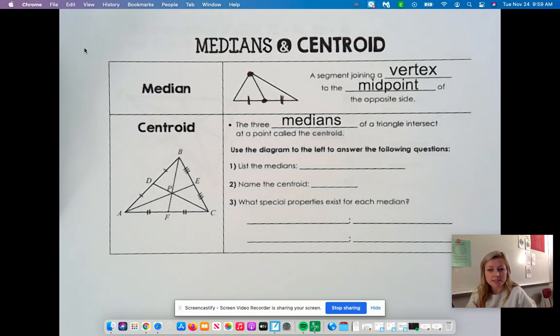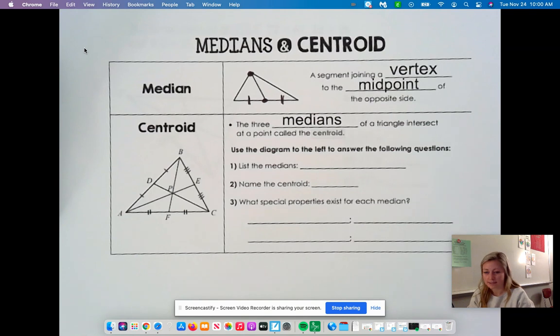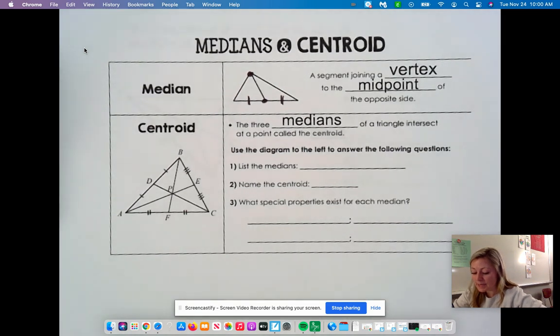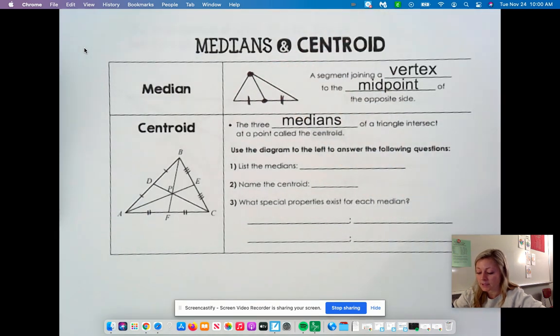Okay? Just like we had 3 perpendicular bisectors, we had 3 angle bisectors, we have 3 medians to a triangle. And where all 3 of them intersect, we call the centroid. Yes, the centroid. So now just like our other lesson, we're going to look at this picture and list a bunch of stuff about it, okay? So up first it says list the medians. The medians. So remember the median goes from the vertex to the midpoint of the opposite side.